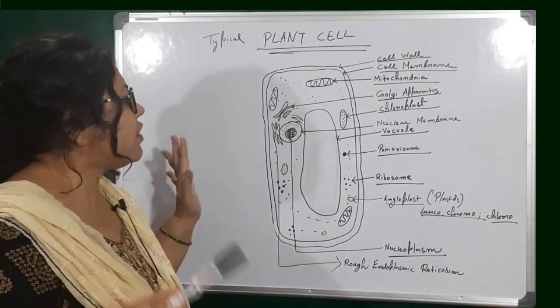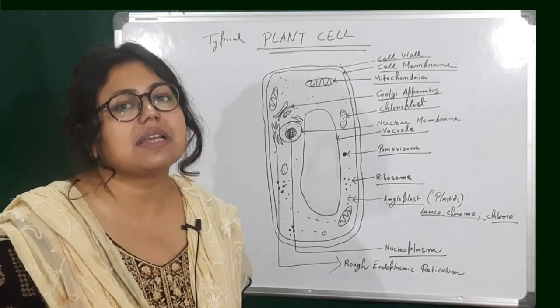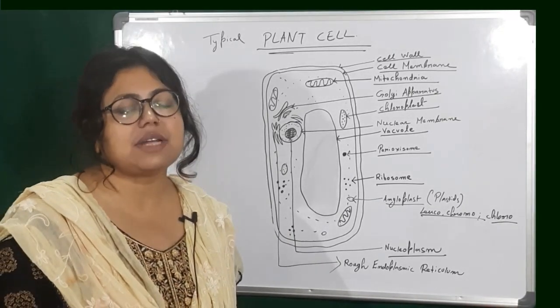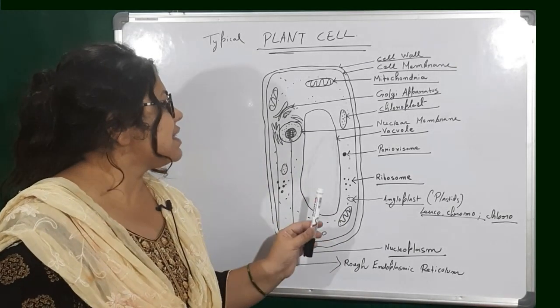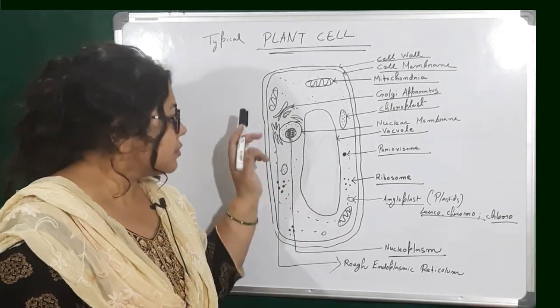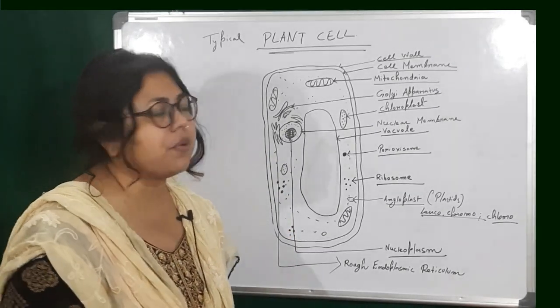Okay, in case of a typical diagram, this is a simple diagram. As I told you, in case of science, no need of very beautiful drawing. Don't waste your time on those. The only thing is that you have to make it and label it properly. So this is a simple plant cell which I have drawn, which is needed in your board exam.